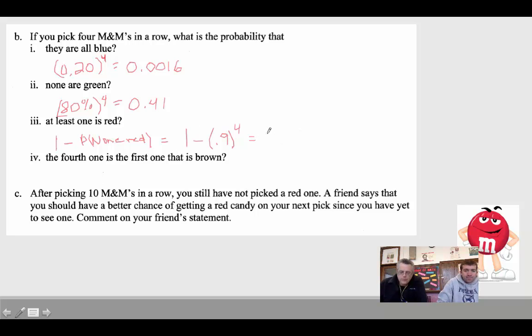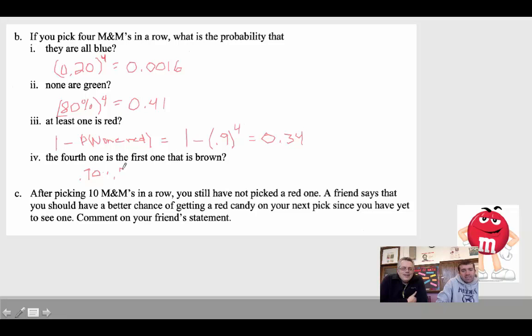I get 0.34. So if you like those reds, 34% chance. The 4th one is the first one that is brown. You remember the percent that were brown? Yeah, 10. Okay, so I hope we're right about this. The 4th one is the first one that is brown, so the first three are not brown.